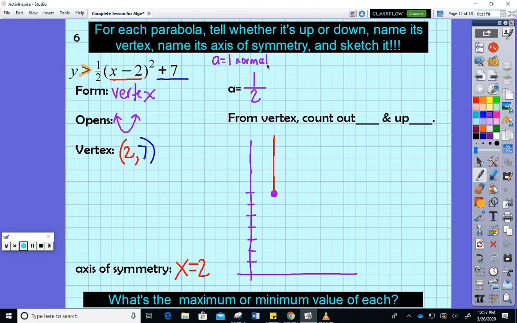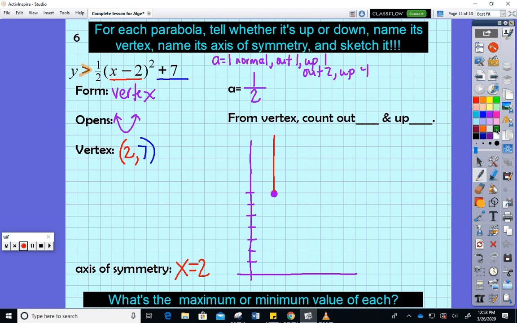In a normal parabola, you count out 1, up 1 squared is 1. Or you count out 2, up 2 squared would be up 4. Now, if I'm going to take half, it's easier to take half of 4 than it is to take half of 1. You might be going, what? Where's she getting this? All right, look.